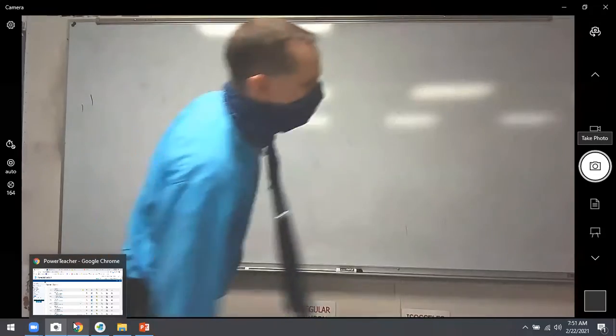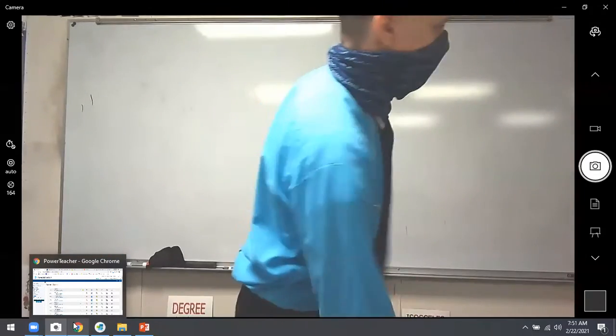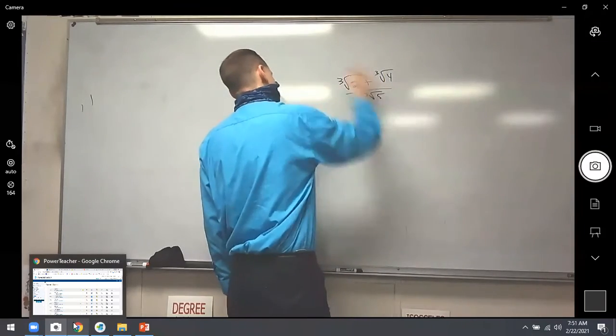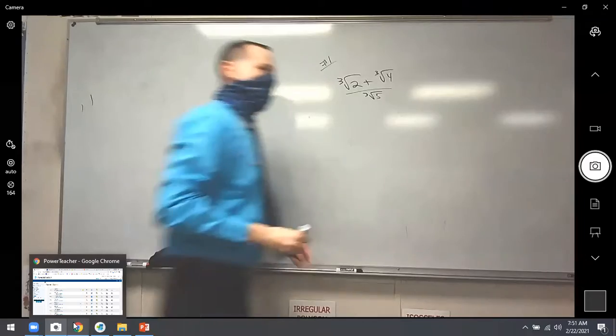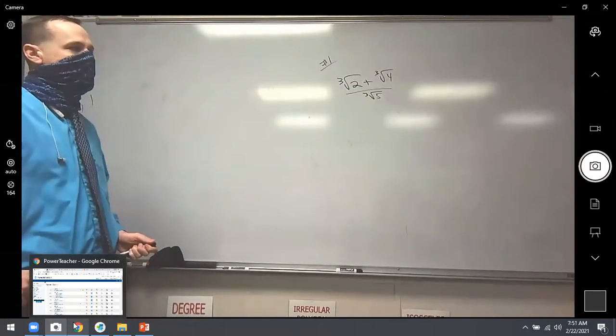All right, number one, we have the cubic root of 2 plus the cubic root of 4 all over the cubic root of 5. Here's number 1. Okay, this is particularly tricky. This is a skill that we talked about, but we didn't do a lot of, so I really want to make sure we get this down in the warm-up today.